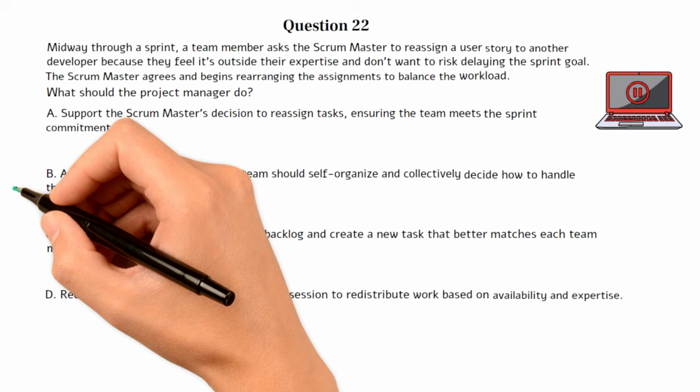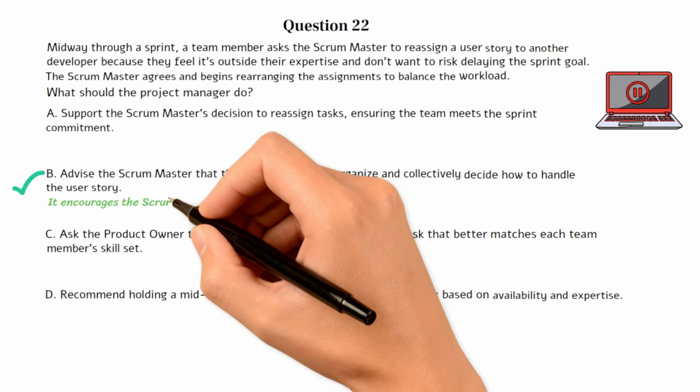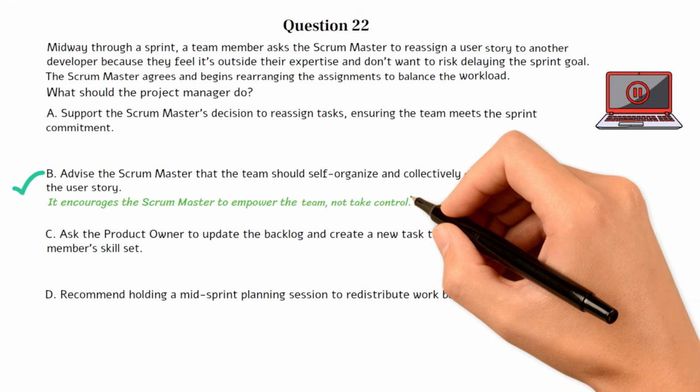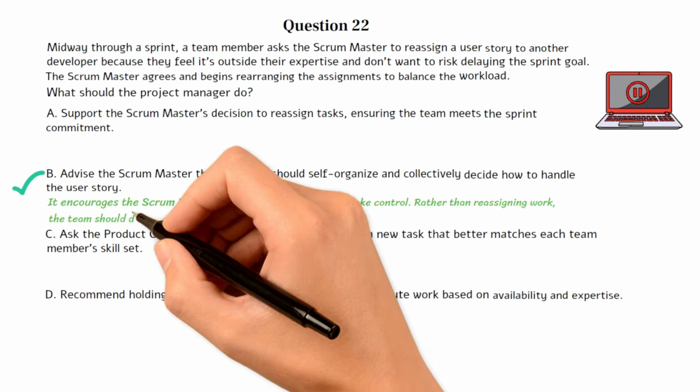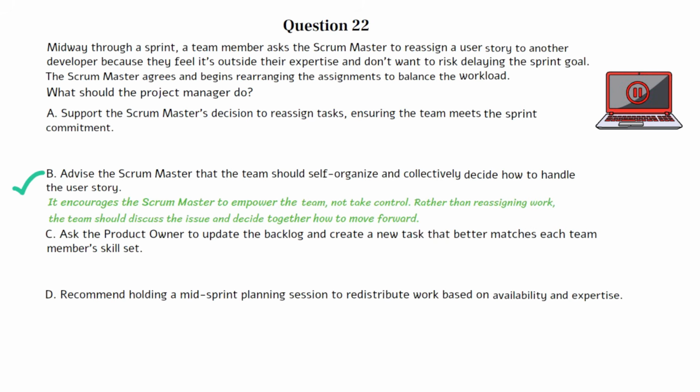The correct answer is B. This question is testing your understanding of Scrum team structure, especially around the principle of self-organization. Scrum teams are self-managing, meaning they decide how to deliver the work without micromanagement or top-down task assignments. Choice B is the best option because it encourages the Scrum Master to empower the team, not take control. Rather than reassigning work, the team should discuss the issue and decide together how to move forward.